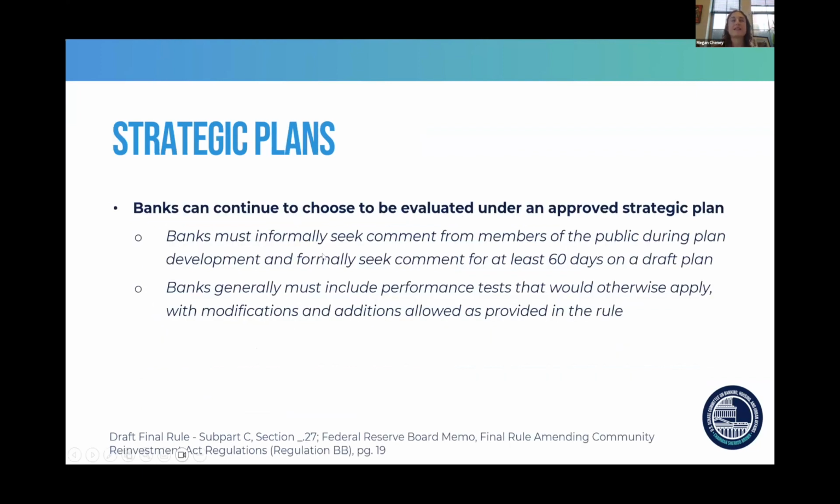And then banks can, and this is the case now, always opt to be evaluated under a strategic plan instead of the regular test that we just described. But there's a process for them to go through the regulators to get approval to do a strategic plan. They have to seek comment from members of the public, including through a formal comment process. And there are some provisions that require them to apply the regular performance tests with modifications as part of this as they can. So definitely an effort to maintain the strategic plan, but also keep some of those tests involved.